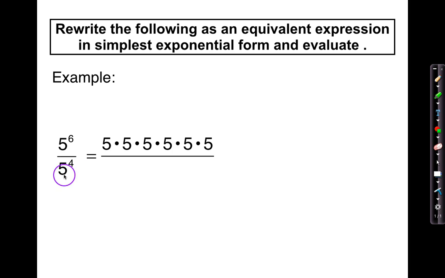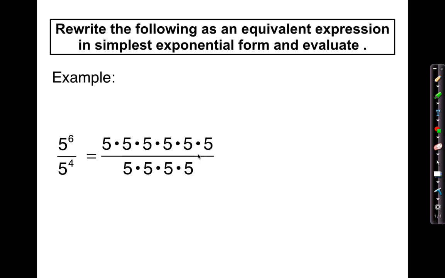So in this case, what does 5 to the 6th look like? Well, 5 is going to be repeated 6 times, so I'm going to go ahead and write it like so. 5 repeated 6 times. Here. Well, again, I'm going to repeat the process. In this case, the base is 5, so the 5 is going to be repeated a total of 4 times, and that's going to look like that.